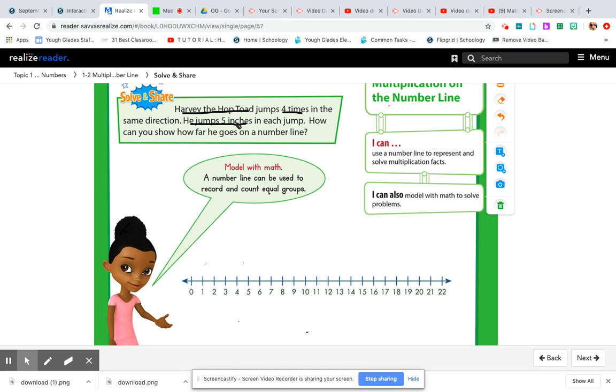4 jumps of 5. So we're going to start at this 0, and we are going to jump to 5. So that's our first jump. 4 groups of 5. This is 1. I need 3 more. And as you can see right here, there's spaces in the middle of my lines. That represents that 5 inches that they talk about. This is my 5 in each jump. See that space? 1, 2, 3, 4, 5, and I landed on the 5.